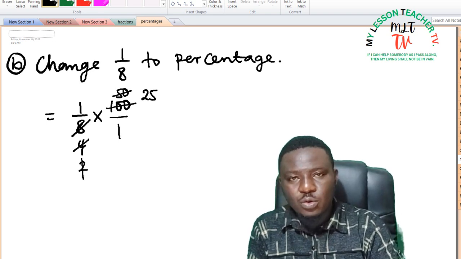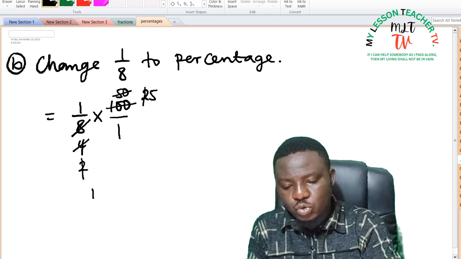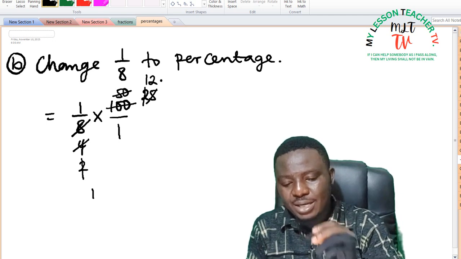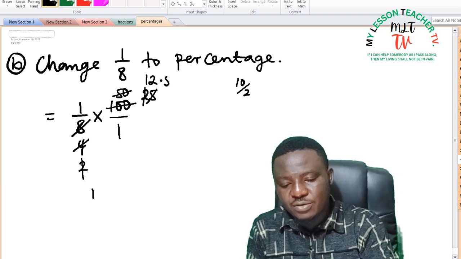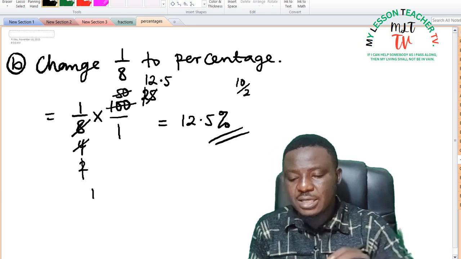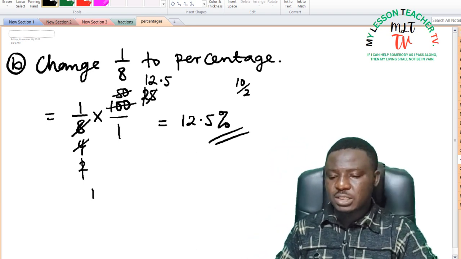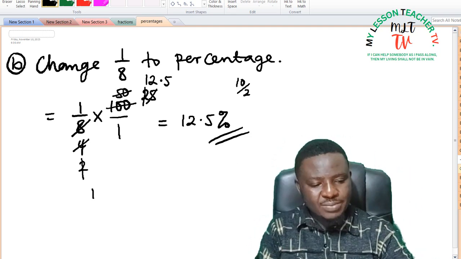2 into 2 is 1. 2 into 25, 2 into 2 is 1. 2 into 5 is 2, remainder 1. Add 0 to it and divide by 2, it gives you 5. So this is said to be equal to 12.5% when you express or when you change 1 over 8. Now, what about decimals?